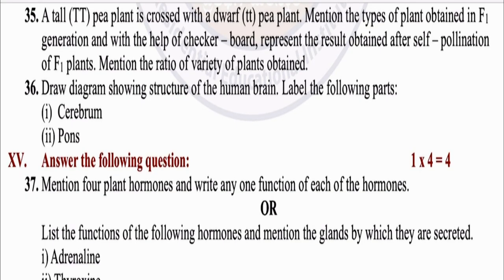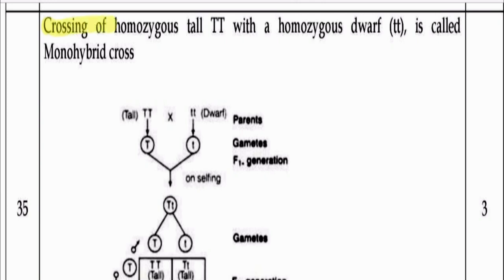Next, 35th question. A tall T pea plant is crossed with a dwarf t pea plant. Mention the type of plant obtained in the F1 generation, and with the help of a checkerboard represent the result obtained after self-pollination of F1 plants. Mention the ratio of variety of plants obtained. Crossing of homozygous tall T with homozygous dwarf t is called a monohybrid cross. Here is the checkerboard, and the phenotypic ratio is 3:1 and the genotypic ratio is 1:2:1.